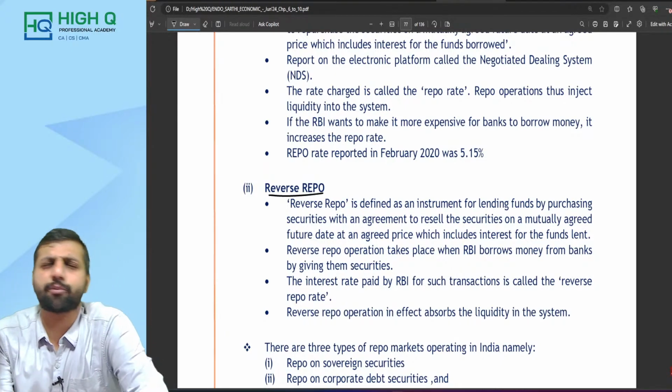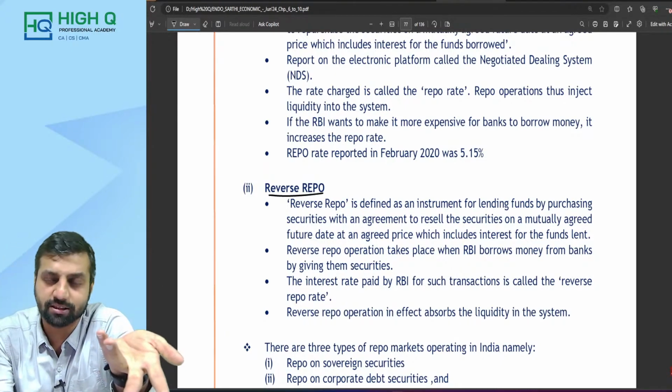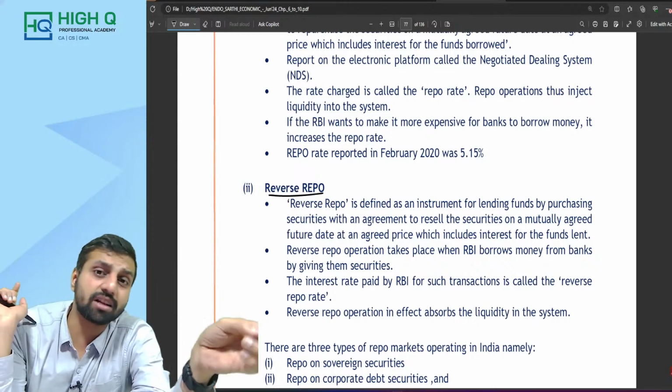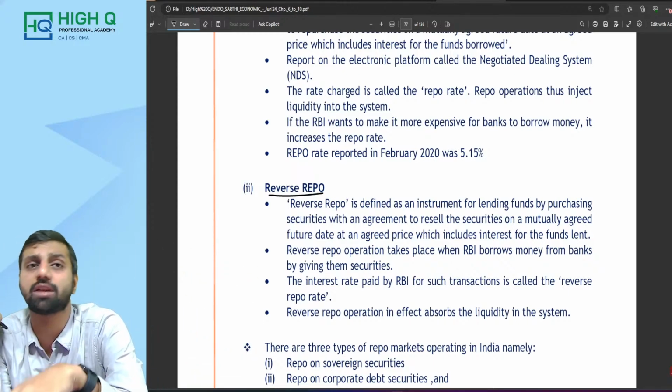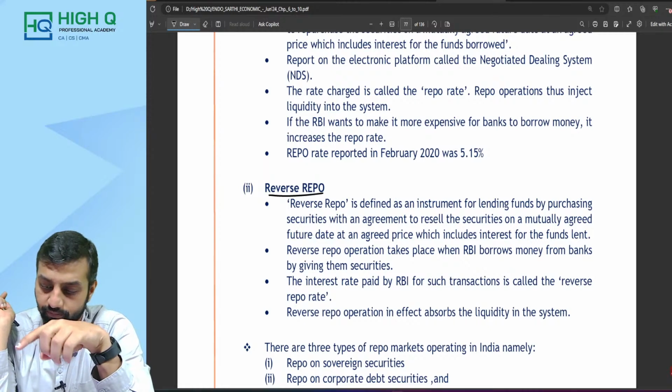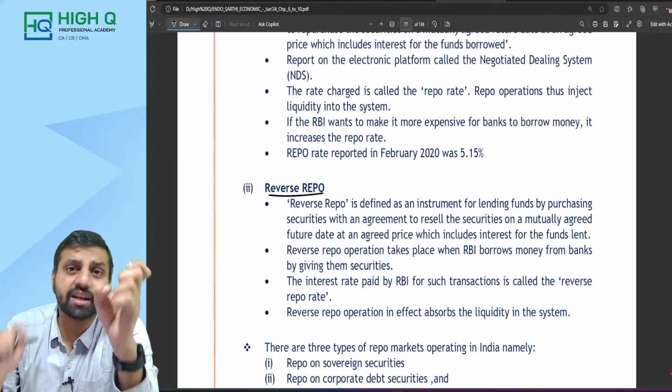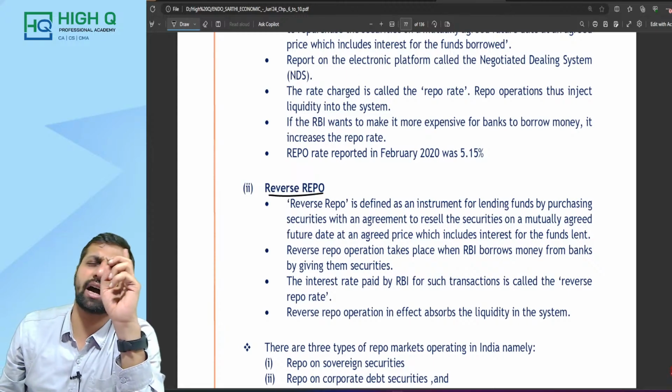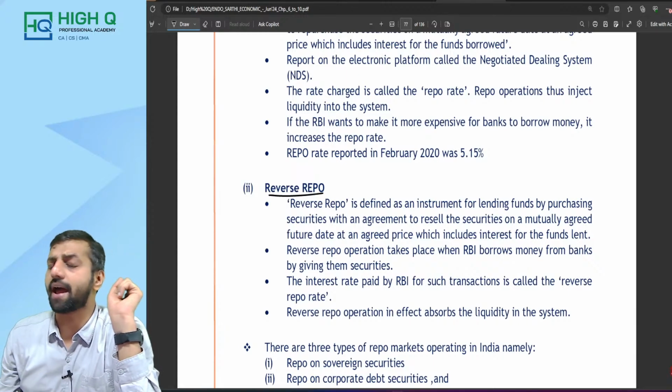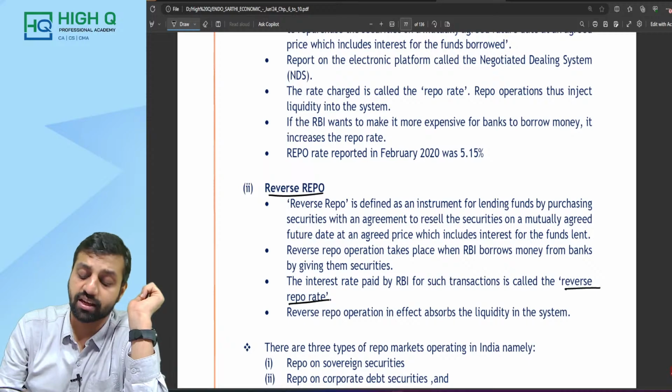Now what is reverse repo rate? Reverse repo rate is reverse. It is the rate at which central bank borrows money from the commercial bank. The rate of interest paid by the Reserve Bank of India to the commercial bank is called the reverse repo rate.